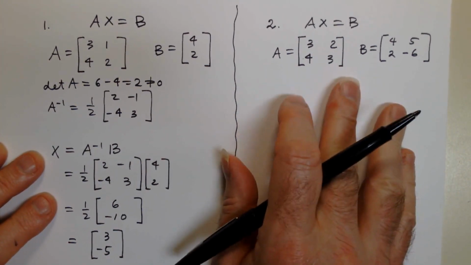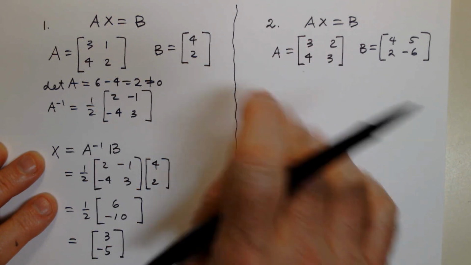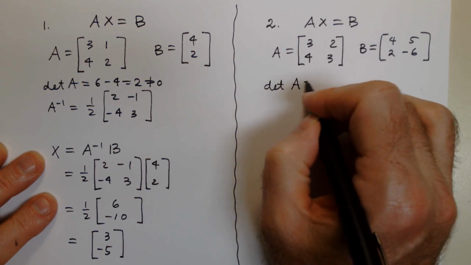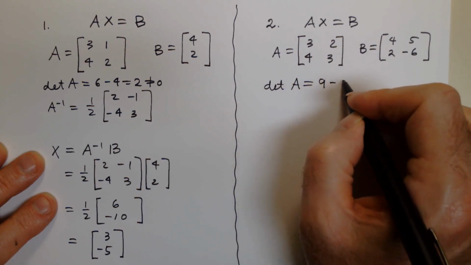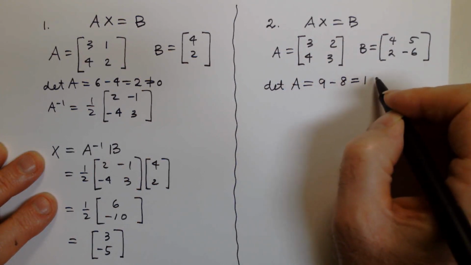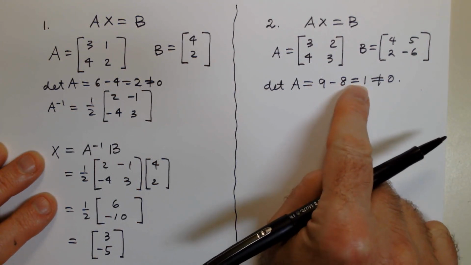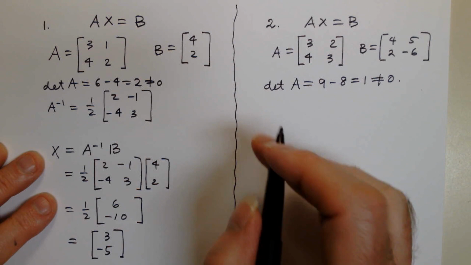Let's do problem 2. We're going to check the determinant. We'll check this AD minus BC condition. So the determinant of our matrix A is going to be 9 minus 8, which is equal to 1, which is not equal to 0. That's the most important thing. And it's nice when this is equal to 1 because it makes the inverse particularly simple.